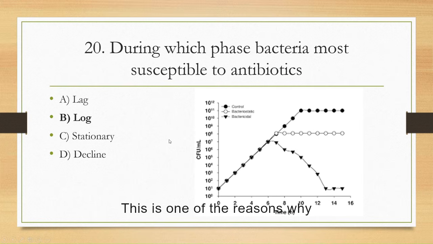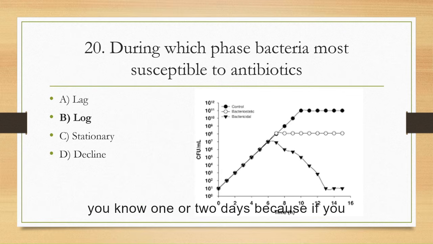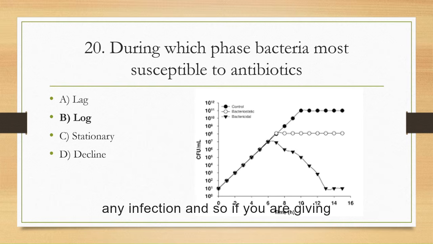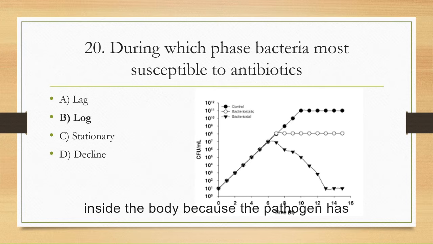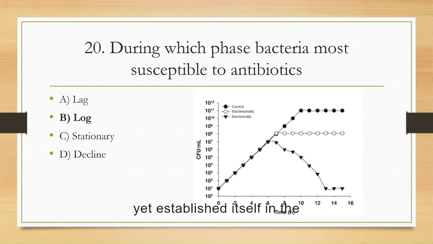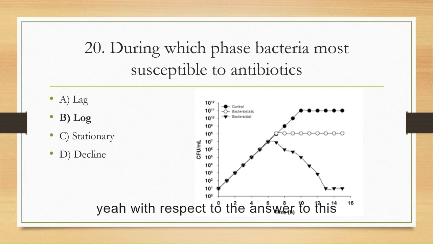This is one of the reasons why prophylactic antibiotics are not given for more than 1 or 2 days. The person is not currently having an infection, so if you are giving antibiotics, what it is going to kill is your good bacteria inside the body, because the pathogen has not yet established itself in the body, and you just want to prevent the future infection in a person who is at more risk of developing infection. So with respect to the answer to this question, it is obviously the log phase.